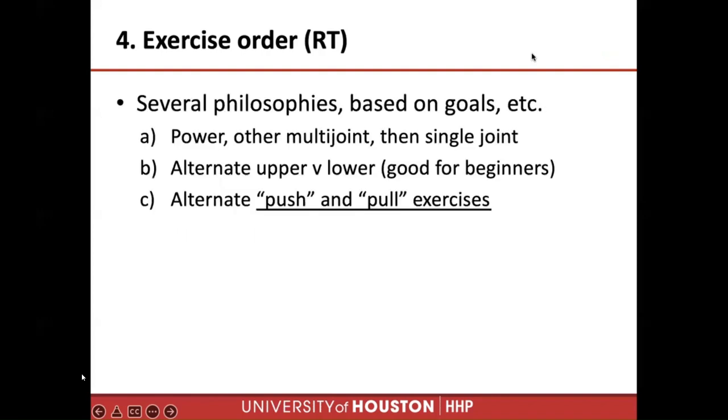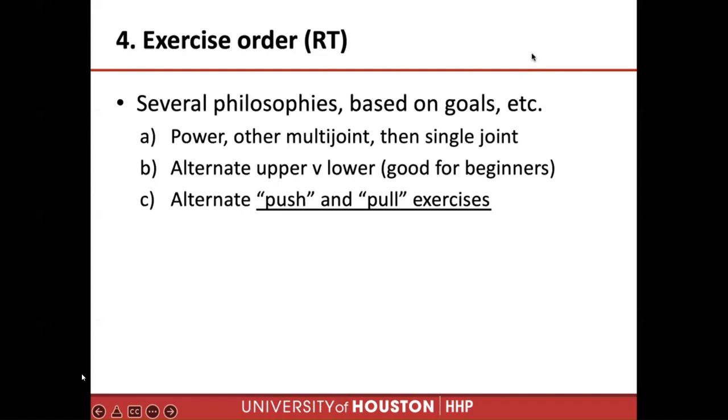Exercise order, resistance training, same thing, several philosophies based on goals and whatnot. Generally, though, we have people doing power activities first, then other multi-joint, and then single joint. With beginners, we can have them alternate upper body versus lower body. So you have them do a whole body exercise, and you want to make sure they're not doing 2 muscle groups in a row. If they alternate upper and lower, that's a good way for them to not have to know what muscle groups they're working and still alternate.